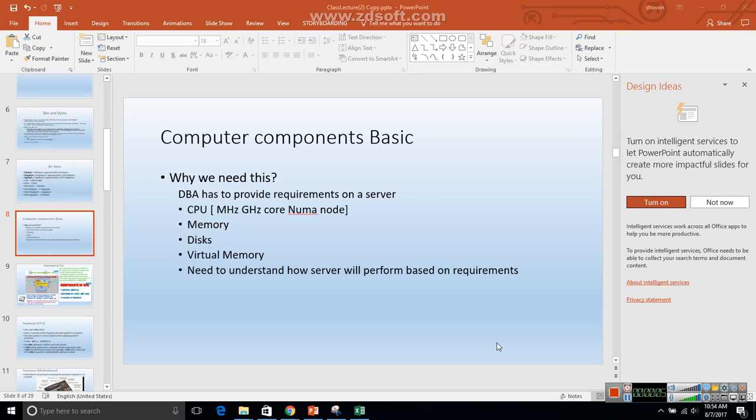We need to know about computer components because, as a DBA, a database administrator, you need to provide the configuration of the database server, and that configuration includes CPU requirements, memory, disk, virtual memory. So you need to understand all this. So let's go to CPU.